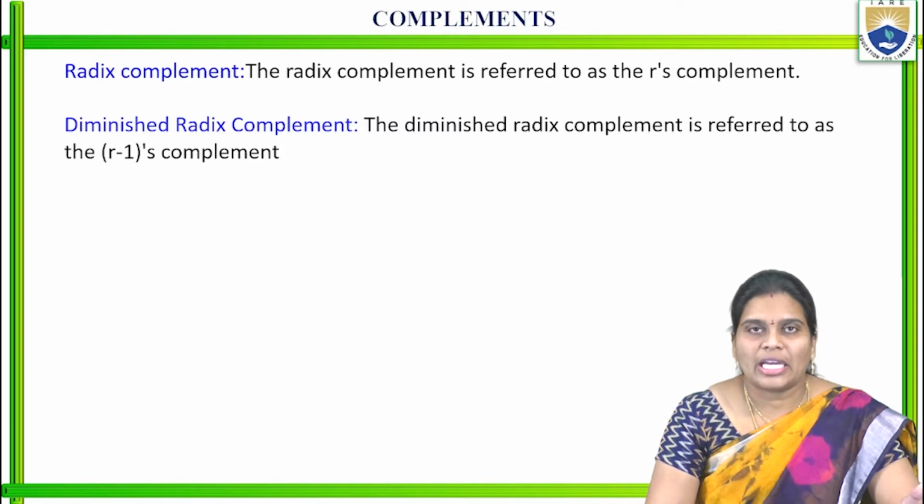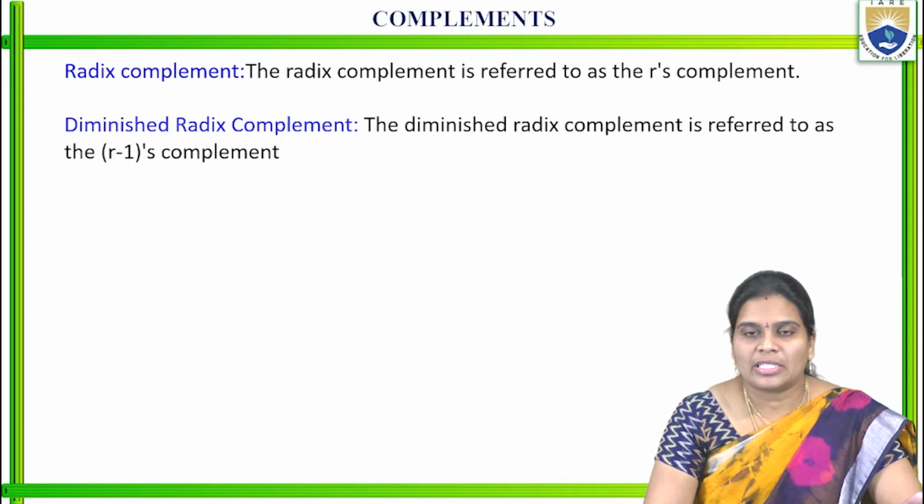For example, we are taking the decimal complements. In the decimal complement, the base or radix value is 10, so the radix complement is the 10's complement. The diminished radix complement is 10 minus 1, which is 9. So for the decimal complements, we take the 9's complement as well as the 10's complement. In the binary complements, we take the 1's as well as the 2's complement. Coming to the hexadecimal number, the base value is 16, and 16 minus 1 is the 15's complement.